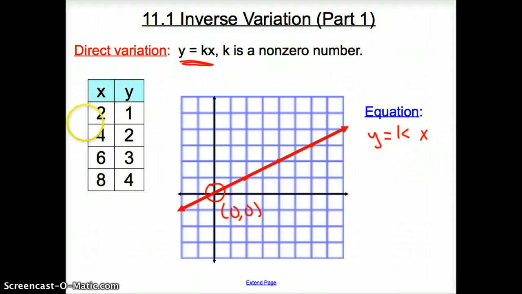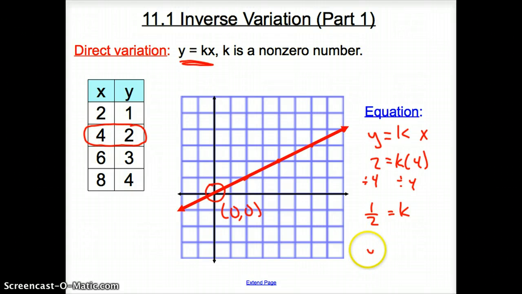What are we given here? We are given x and y, so you can pick any x and y. I'm going to pick 4, 2. You're going to plug these numbers in for x and y. And now, how is this 4 attached to the k? Because we want to solve for k, we're going to divide by 4. So now k equals 1/2. And then if we were to write an equation with k, we just plug 1/2 in for k. And so y equals 1/2 x. And this equation represents this graph and this table.